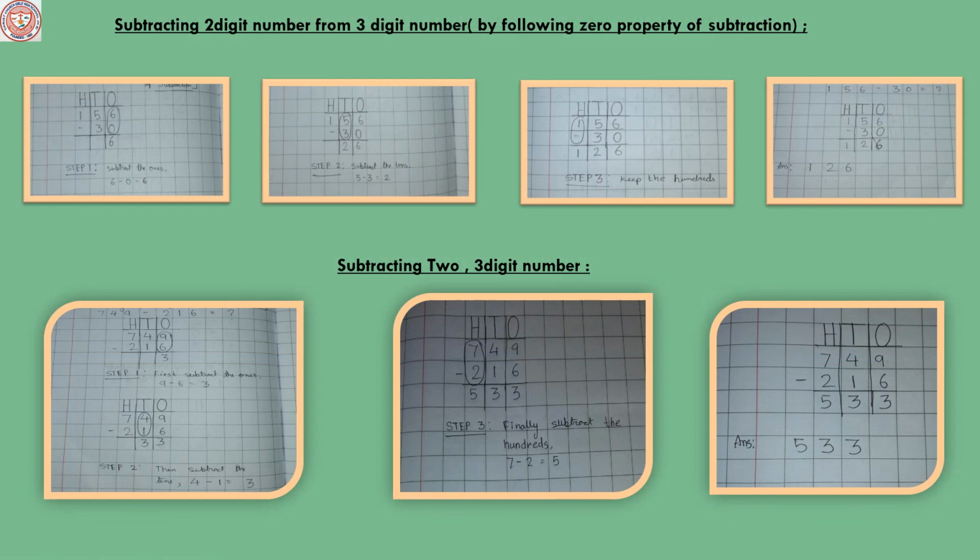Okay. Now, subtracting two 3-digit numbers. How will we do it? Following the same process. Step 1. First, subtract the ones. That is 9 minus 6 is equal to 3. Then subtract the tens. 4 minus 1 is equal to 3. Finally, subtract the hundreds. That is 7 minus 2 is equal to 5. And we got the answer.